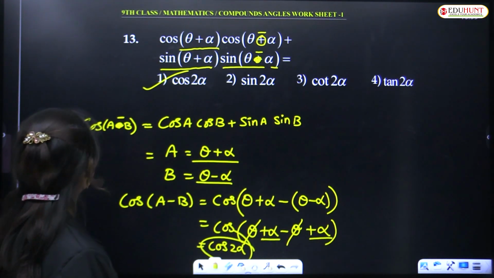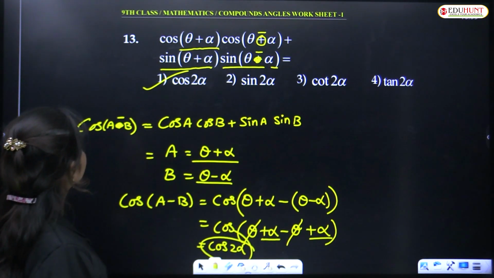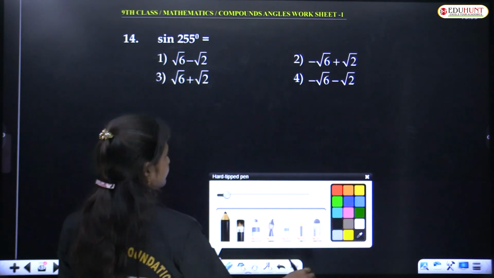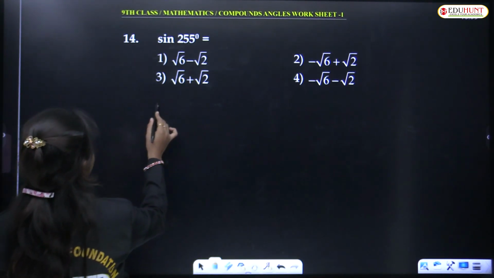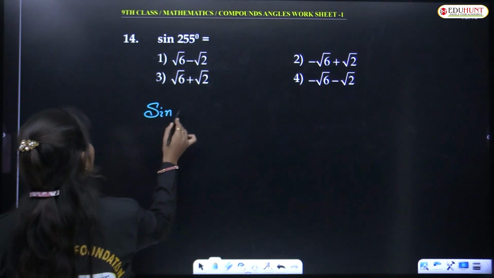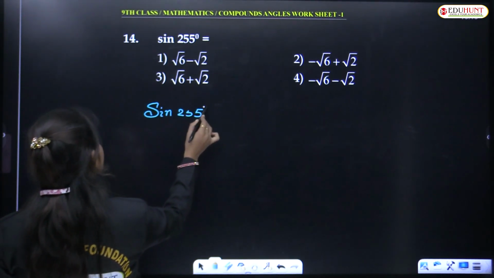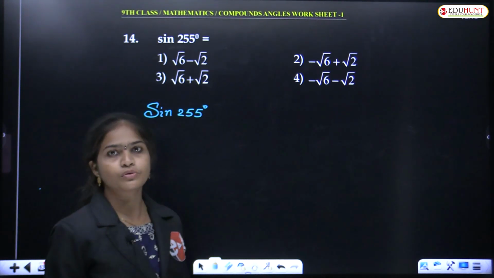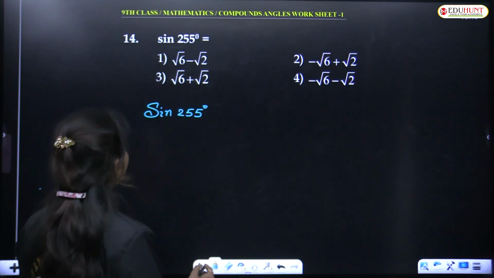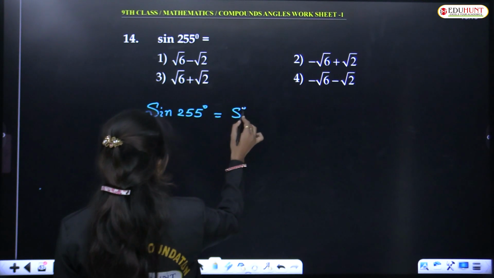Okay children, see the next question. Sine of 255 degrees, this one we need to find out. Here you may get the doubt, ma'am, we don't know the value of 255 degrees. Yes, we have to find it out. I already told you how to write this.